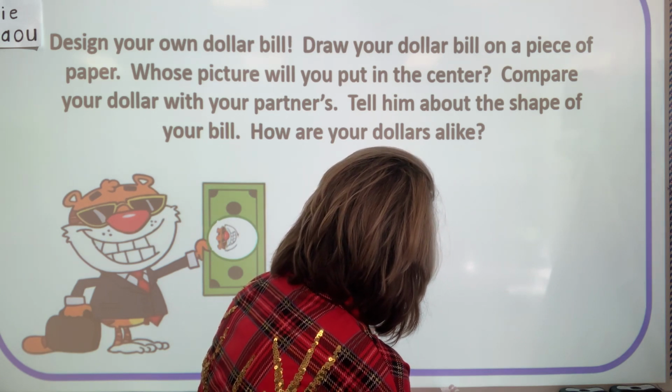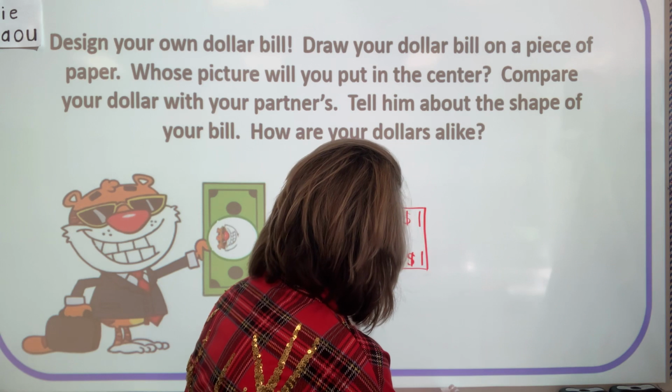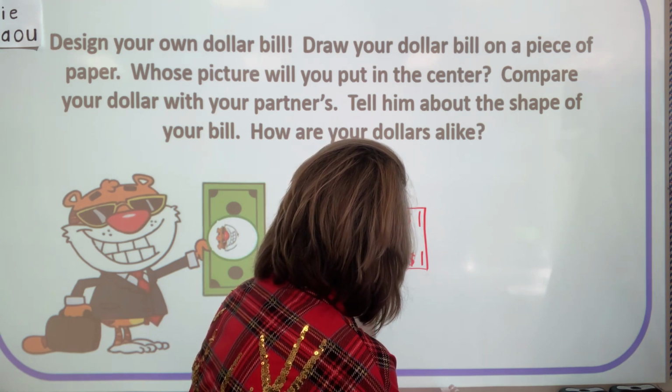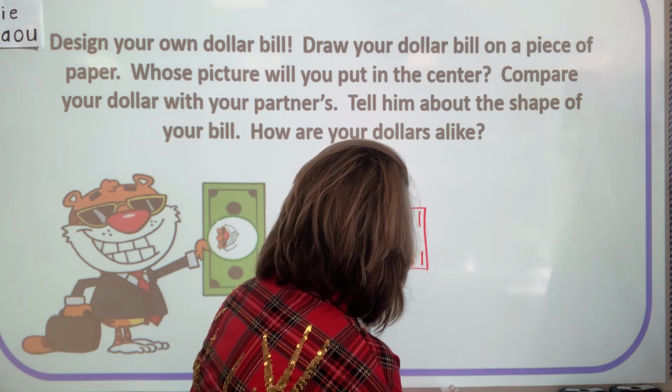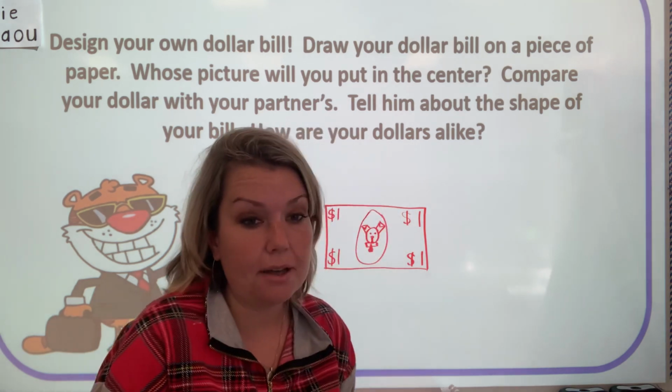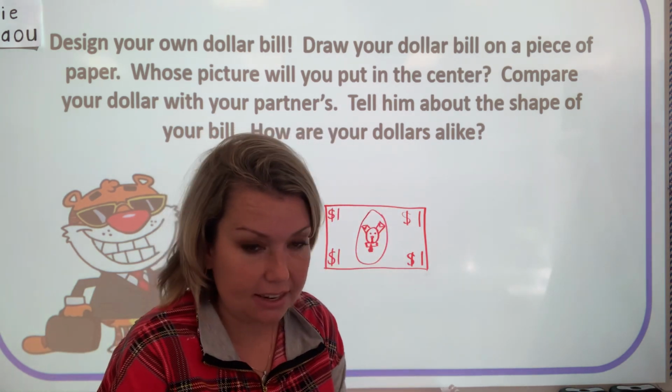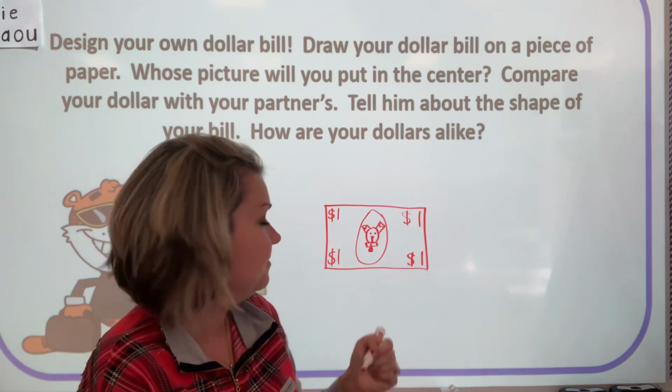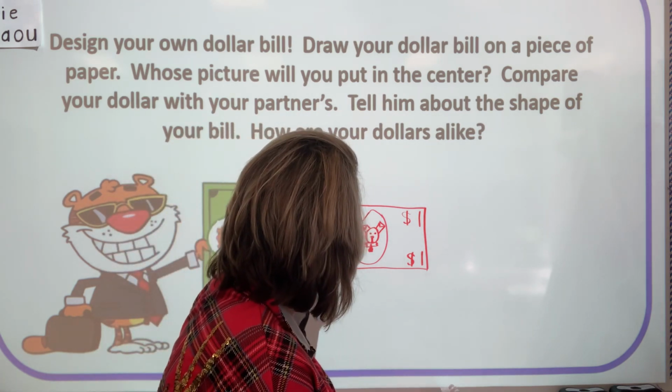Miss Gates, can we tell each other who we put on our dollar bill? Yeah, I'm going to let you guys share it in just a second. Let's give everyone a chance, okay? That's awesome.